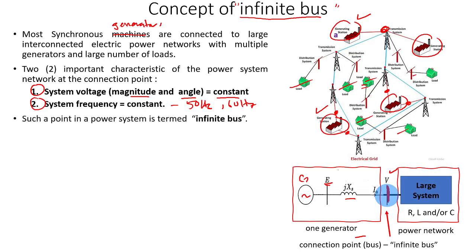So if you have a power system which has these 2 criteria at the connection between the generator and the large system, then we call it an infinite bus or infinite connection point.